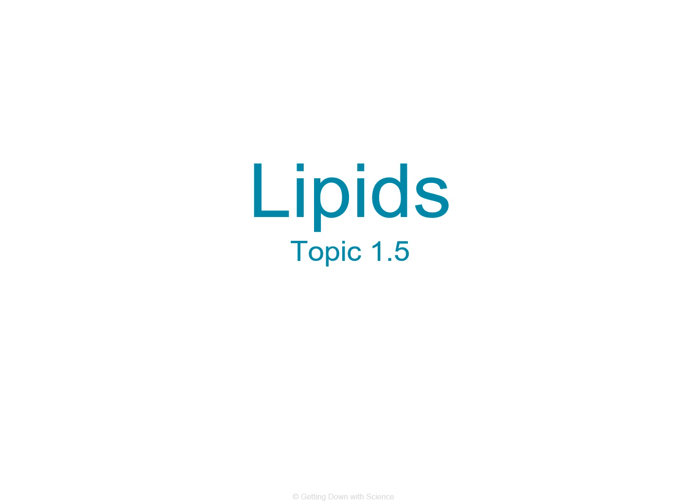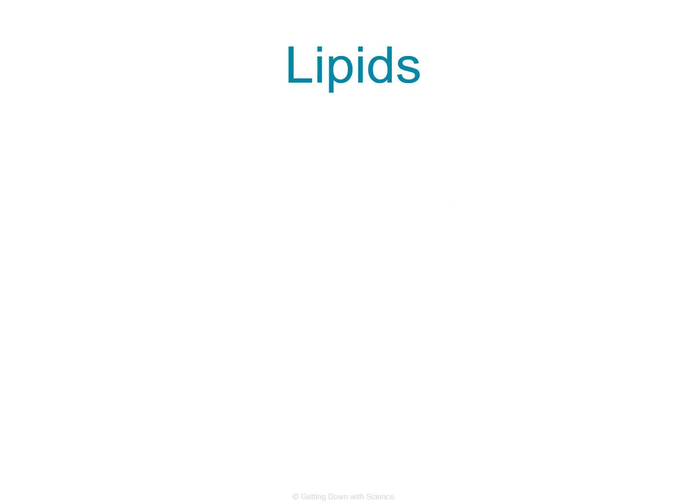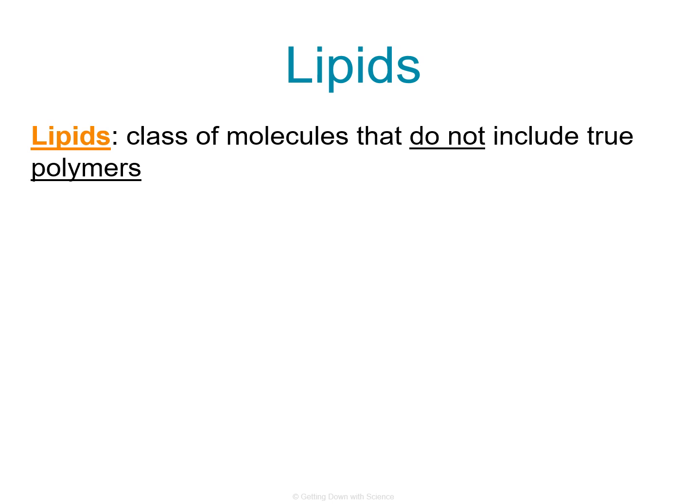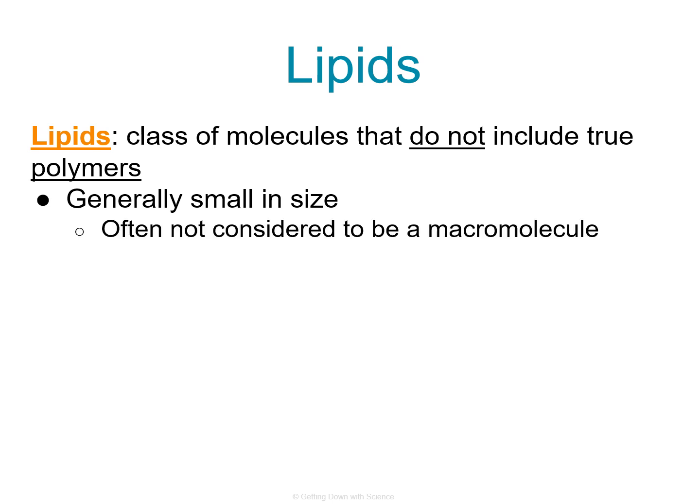So today we're going to talk about lipids, nucleic acids, and proteins. So first we're going to talk about lipids. Lipids are a class of molecules that do not include true polymers or monomers. They're generally small in size. They're often considered, or not considered, to be a macromolecule.